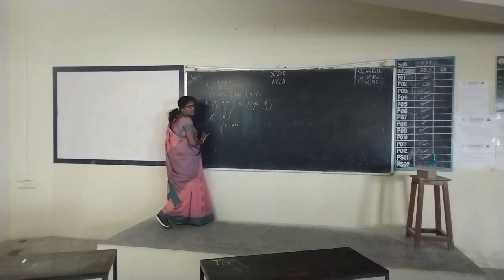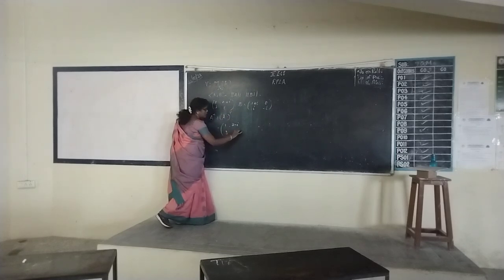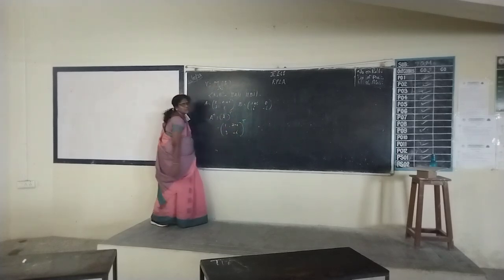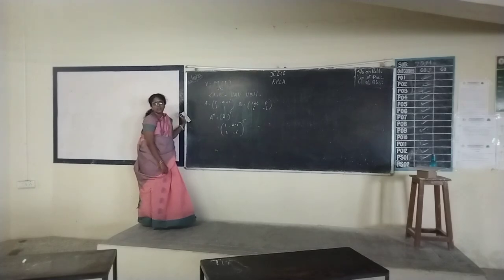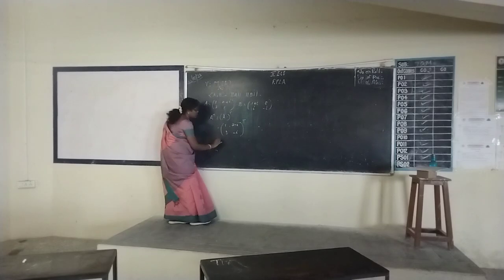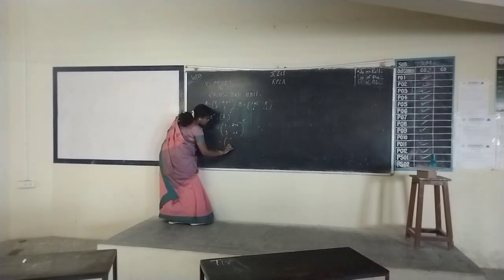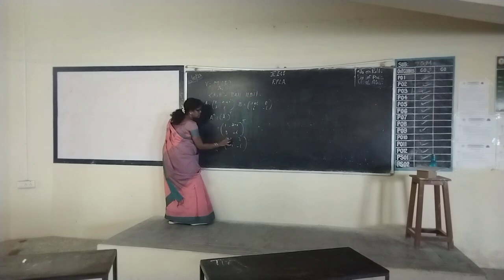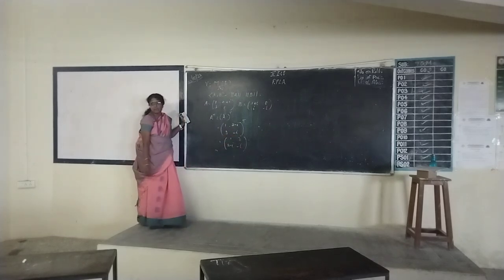Conjugate of 3 is 3. What is conjugate of 5? Minus. The whole transpose. Transpose means what you have to do? Write the rows into columns or columns into rows. So what is the answer you will get? 1, 2 minus i, 3 minus i. First was first column, second was second column. This is our A star.